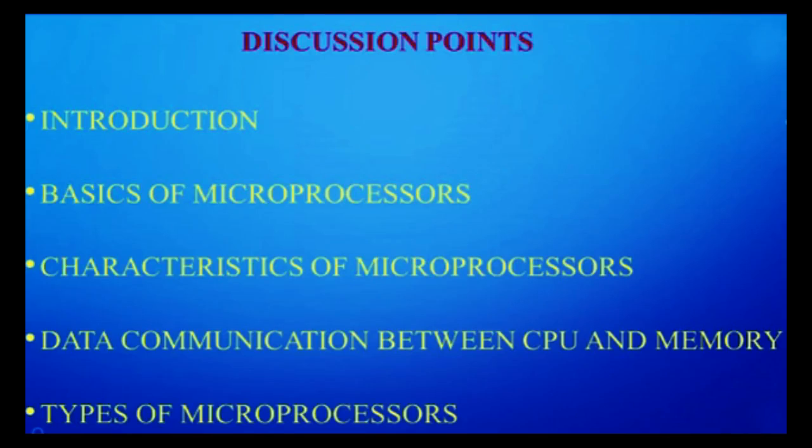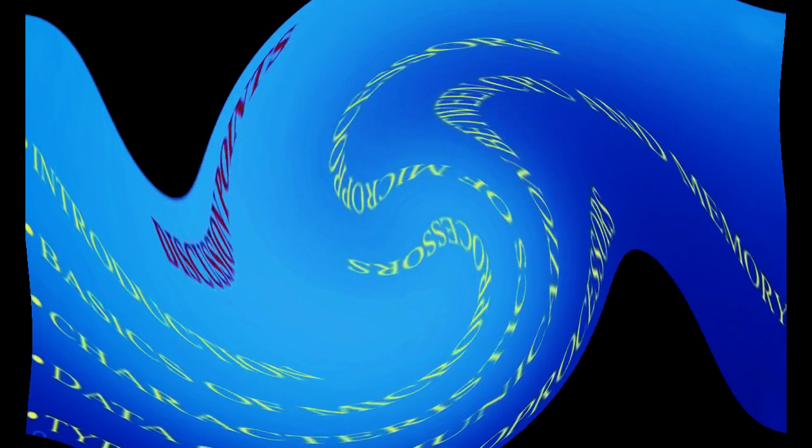Today we are going to see the next chapter, computer organization. So in this video we are going to discuss a brief introduction about computer organization, like how the components get connected or organized, basics of microprocessor, characteristics of microprocessor, and how the communication takes place between CPU and memory. Finally, we are going to learn different types of microprocessors.